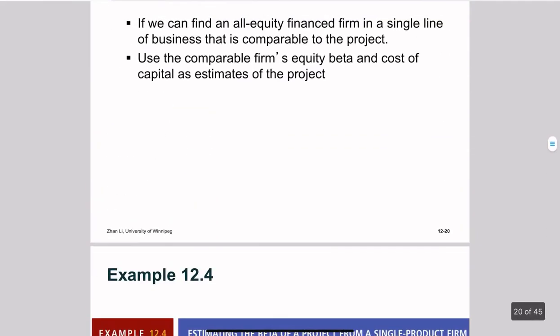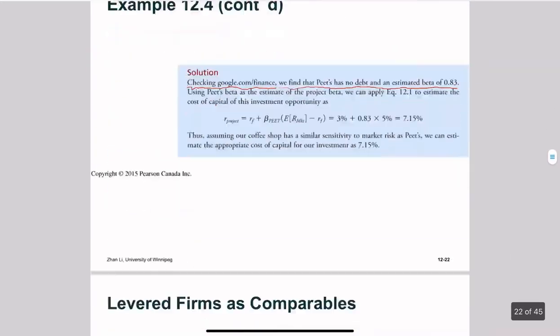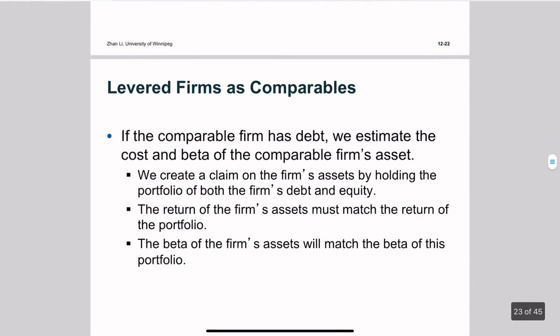Okay, we finished this part, that is all equity firm as comparables. So now let's think about a more realistic case. That is, let's say you have successfully found a comparable firm, but this comparable firm is not an all equity firm. Let's say this comparable firm is actually a levered firm. Here the word levered basically means this firm has debt. So if the firm has debt, then this firm is a levered firm. In this case, a levered firm is obviously not an all equity firm. So the previous approach we have used does not apply to this case.